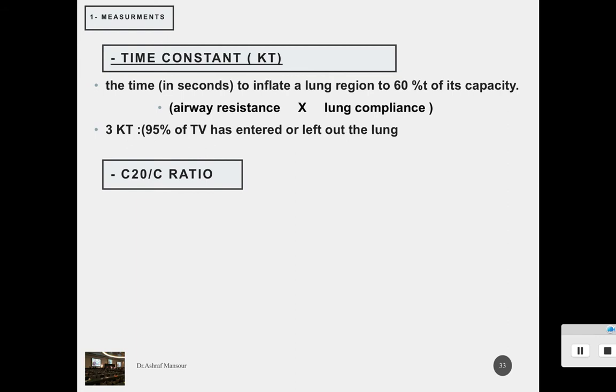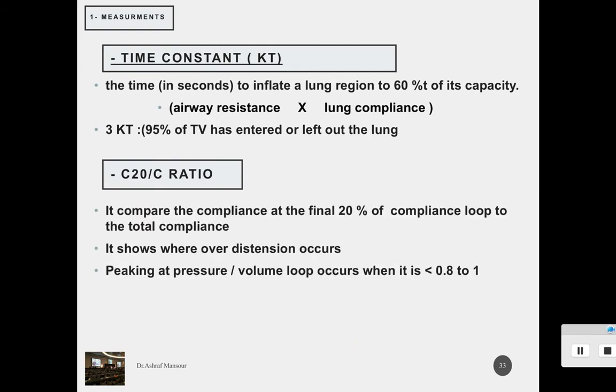And the C20/C ratio, as we said, reflects the overexpansion which occurs if you are giving higher, unneeded pressure. So we reach the maximum pressure which will give you the ideal tidal volume required by the baby, but more than this pressure will not give any more benefit in improving the tidal volume, and instead it will cause air trapping, hyperexpansion, and pneumothorax can occur.